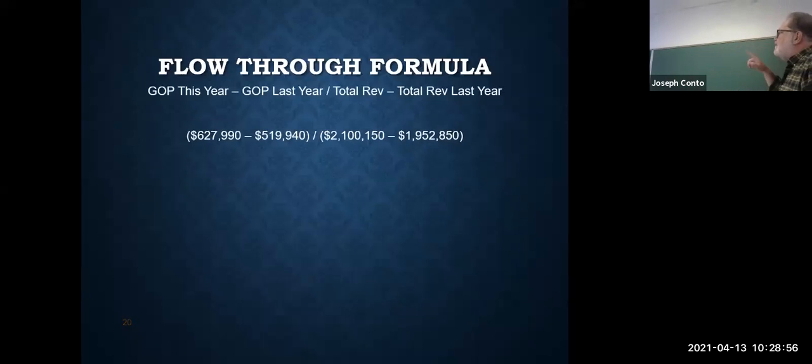that's my formula for flow through. My gross operating profit this year minus my gross operating profit last year, right? Those things are in parentheses, divided by my total revenue this year minus my total revenue last year. And those are in parentheses. See the numbers I have there? They are from the example I'm going to show you. I just want to show you on, I think it's the consolidated income statement. And that's where those numbers will be on this consolidated income statement.